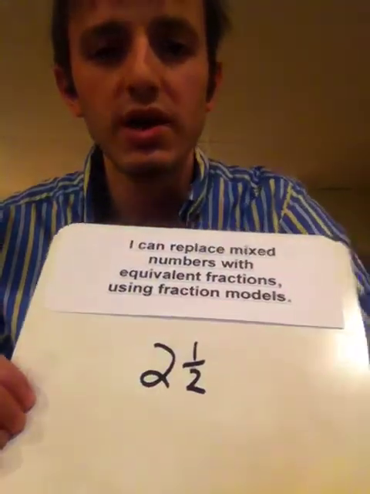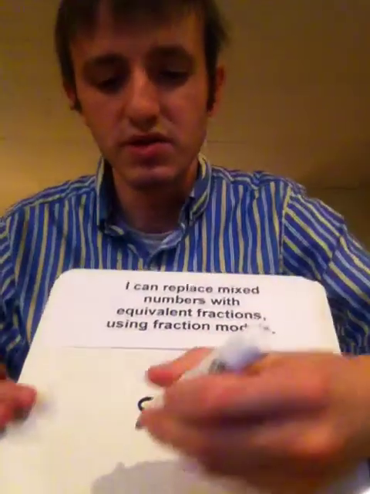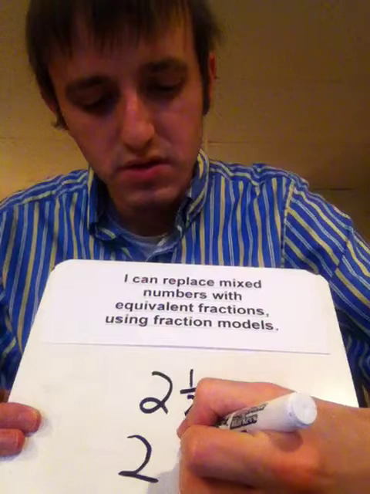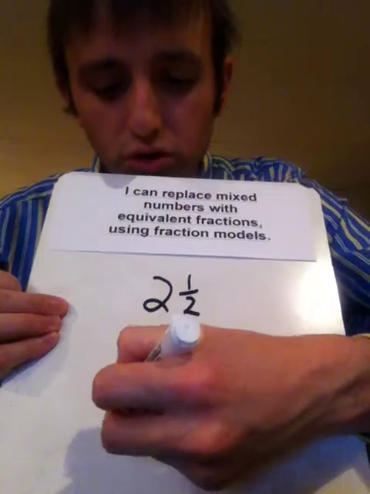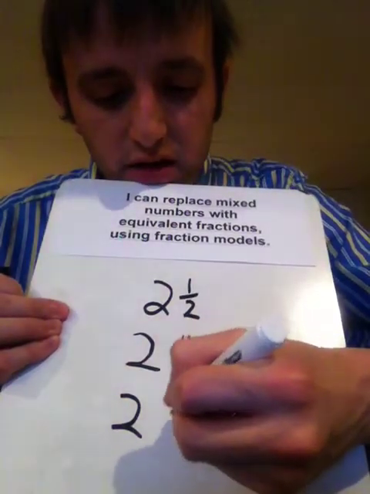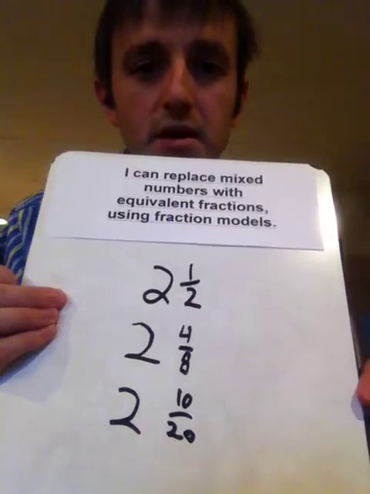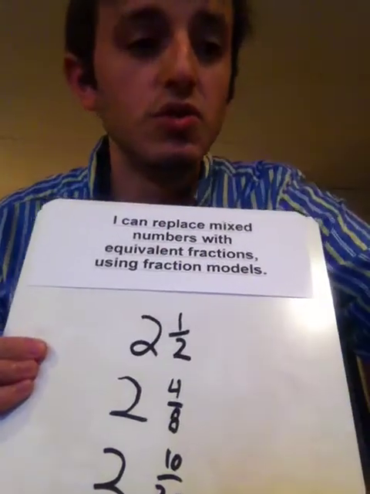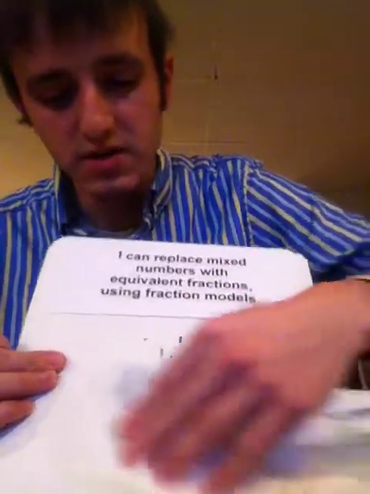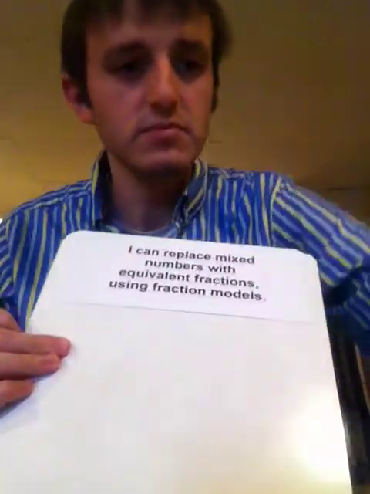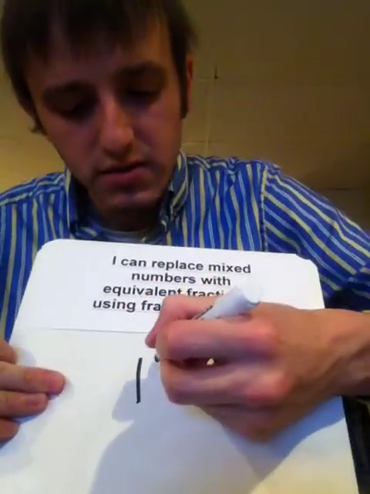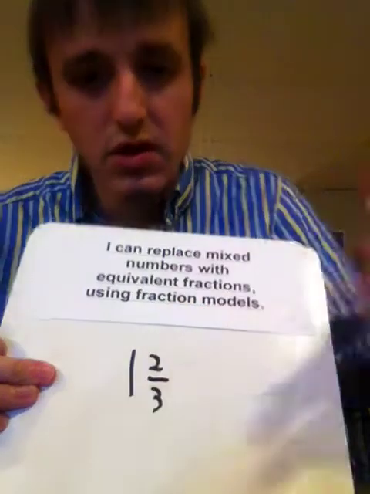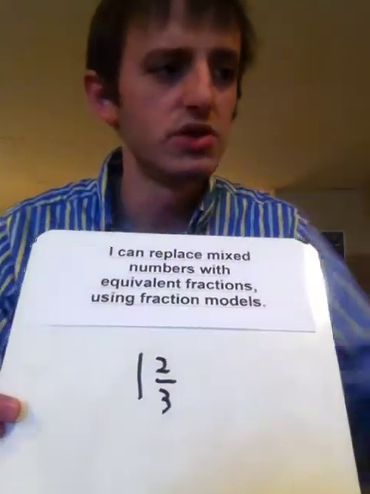Alright? So if we were creating an equivalent fraction for 2 and 1/2, some of our possibilities could be like we just looked at. 2 wholes and 4/8 is equivalent. You could do 2 wholes and 10/20. Those are all equivalent fractions to 2 and 1/2. Now let's take a look at a different mixed number than 2 and 1/2. Let's use the mixed number 1 and 2/3.